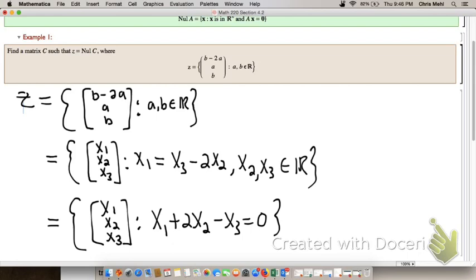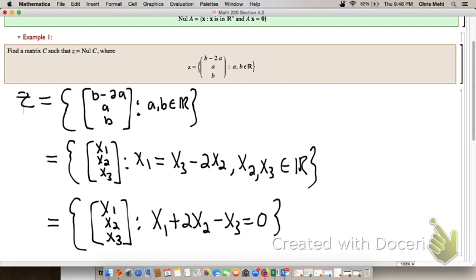Now, there are several matrices that I could construct that would give this set as a null space, but the only real condition is since there are three variables, this is a subspace of R3. Every vector in this set has 3 rows. So whatever matrix I construct is going to have 3 columns to be able to multiply by this vector and end up getting the 0 vector.